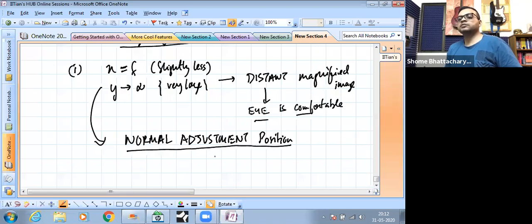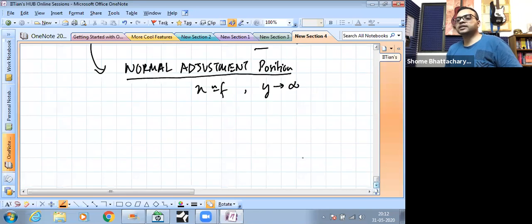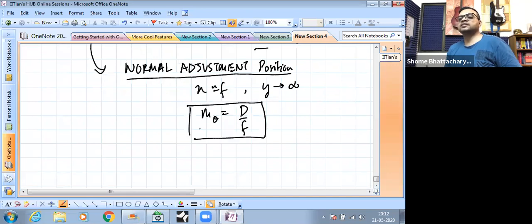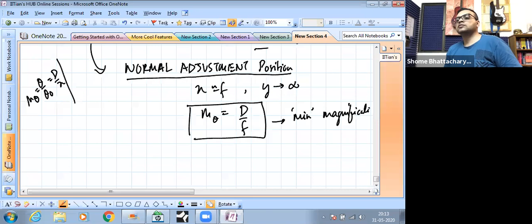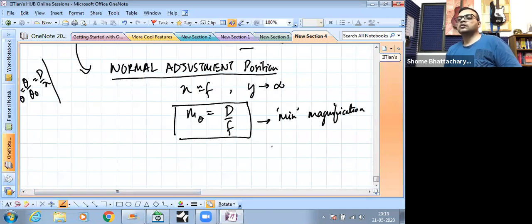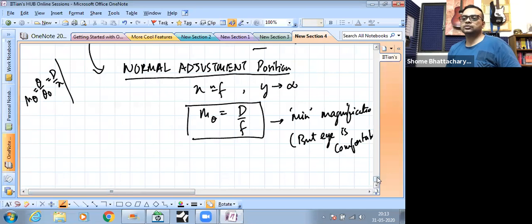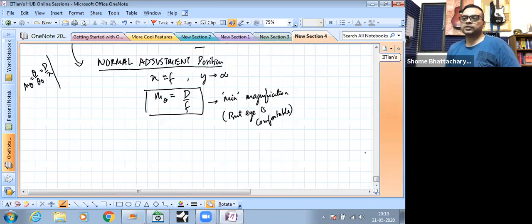for the lens. When we put x just about equal to the focal length, our y becomes a very large value, and at that point we get the angular magnification as D by f. Because remember, the general formula for angular magnification was theta by theta naught is D by x. Now here we put x equal to f. So this is the magnification. This is the condition where we get actually minimum magnification. But the eye is comfortable, because the image that you're seeing is not very close to you. So the eye doesn't have to bulge extra to sharpen the image.